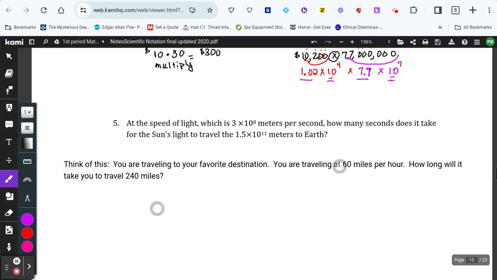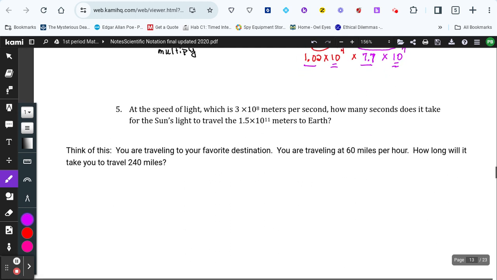All right, let's take a look at number 5. At the speed of light, which is 3 times 10 to the 8 meters per second, how many seconds will it take for the sun's light to travel this far, okay? So this is speed, guys. So the speed of light is this fast. It can go that many meters per second.